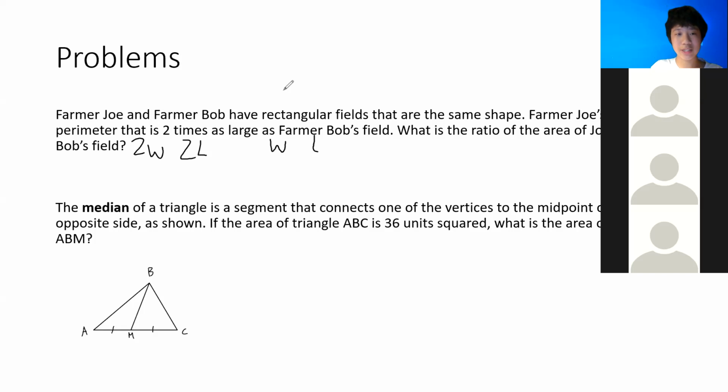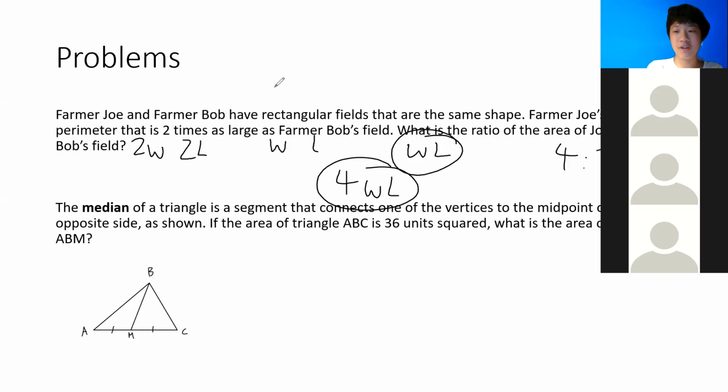Okay? So what's the area of Farmer Bob's field going to be? Well, it's just W times L, right? What's the area of Farmer Joe's field going to be? That's 2W times 2L, which would be 4WL. Okay? So as you can see here, 4WL is 4 times as much as WL. So Farmer Joe's field is 4 times as large as Farmer Bob's field, making the ratio 4 to 1. Okay?